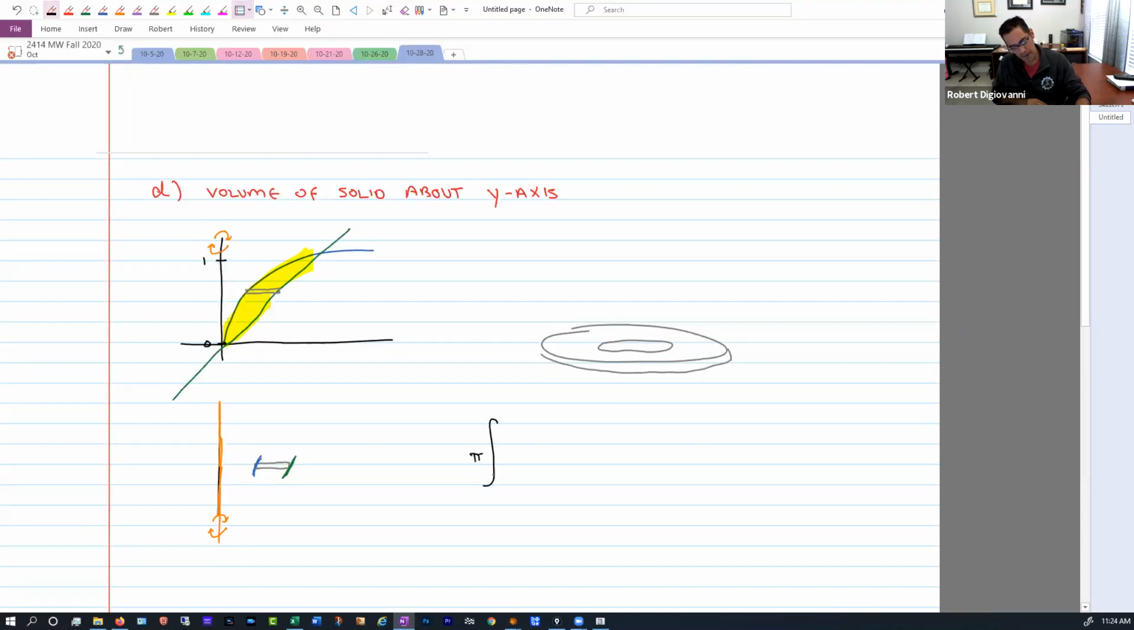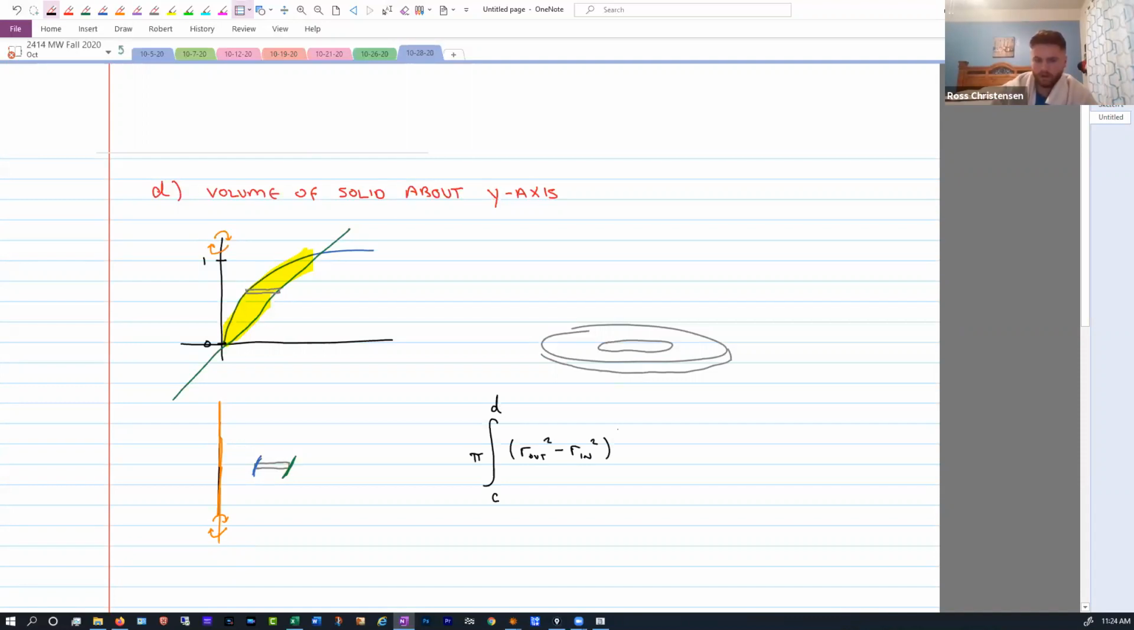So the formula should just follow from before. It should be pi integral. This time I'm going to go c to d. I'm using c and d because we're going up and down instead of left and right. And then it should be the same. It should be the outer radius squared minus the inner radius squared. But what's different at the end here? dy, yeah. So dy is the thickness of the washer. Just like when we were doing vertical washers, the dx was how thick each washer was. Well, since we're going up and down, dy is the thickness of the washer.